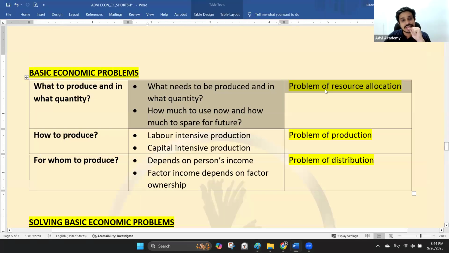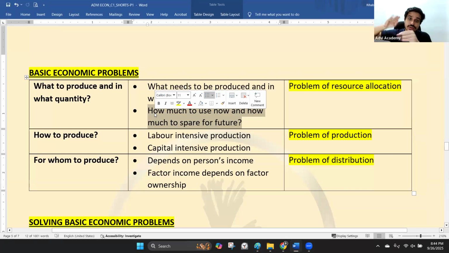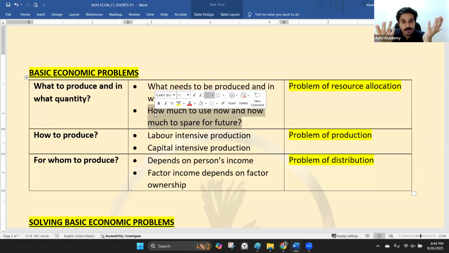Then you have to decide how you are going to allocate these resources, and how much you are going to use now versus how much you are going to leave for the future. Let's say you want wood and you start cutting down trees. Are you going to cut down all the trees and use all the wood today itself? Or are you going to leave some wood for the future? That decision comes in the first part, the problem of resource allocation.